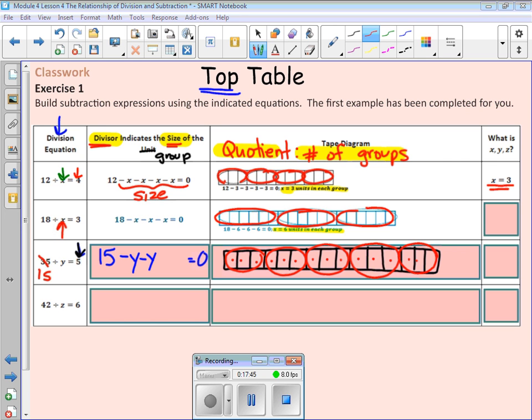So now that I have 5 groups, how many are in each group? 3. So now this would be 15 minus 3 minus 3 minus 3 minus 3. And y equals 3 in each group. So y equals 3.